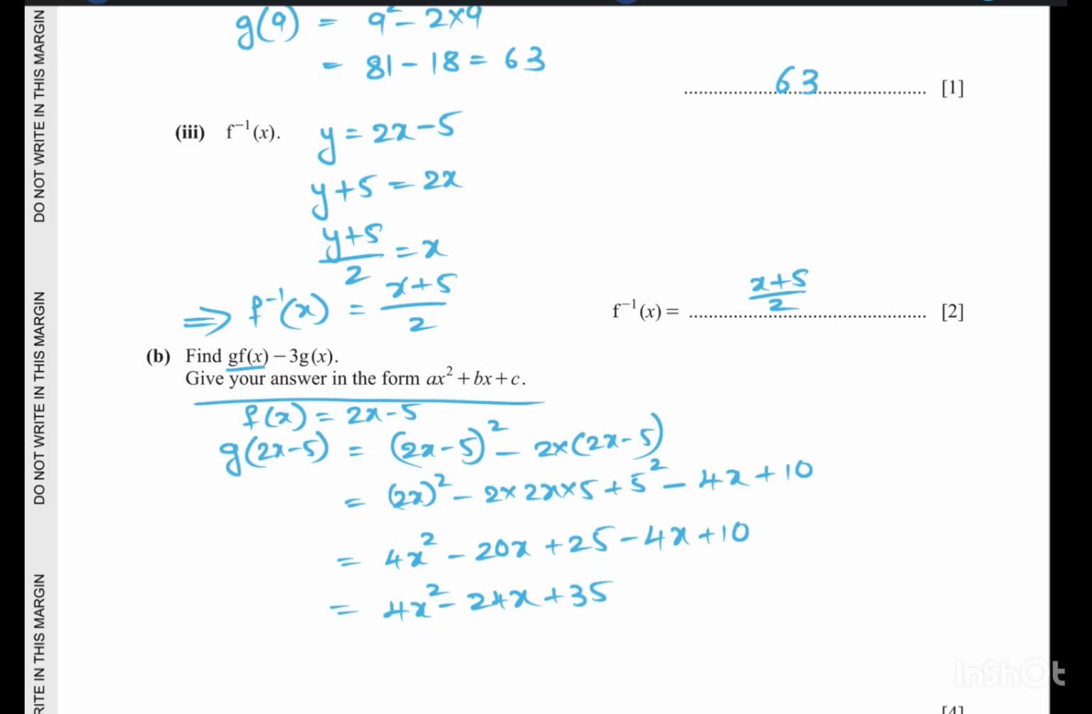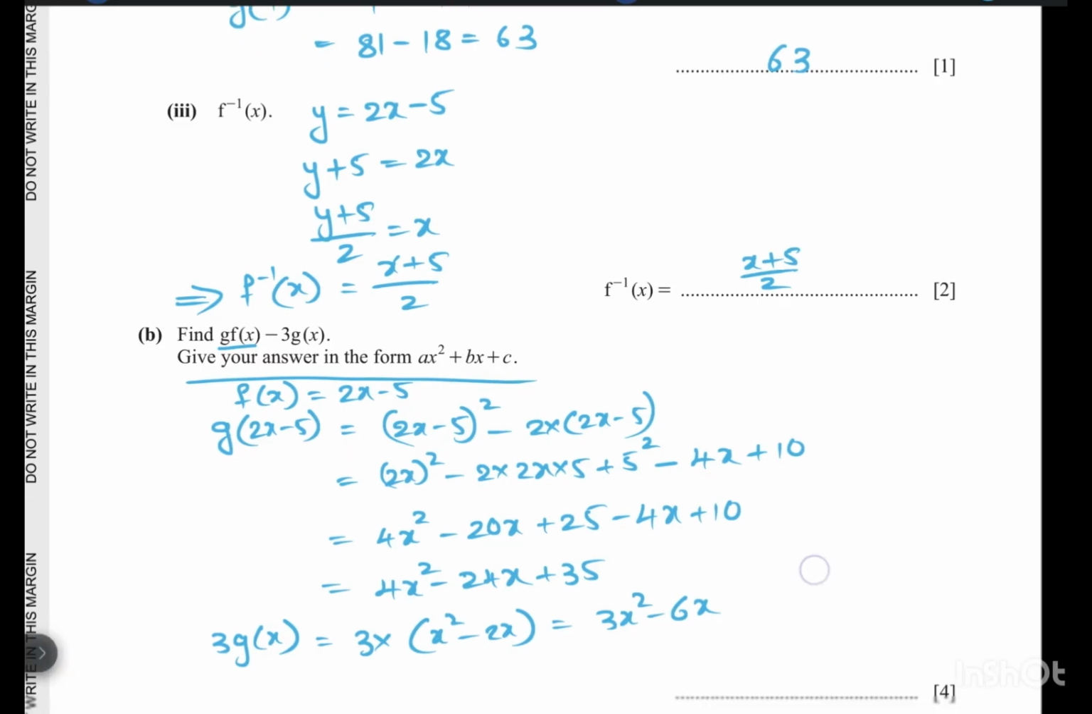Now minus 3g(x). First of all, let me find 3 into g(x). So 3 into g(x), g of x will be 3 multiplied by x square minus 2x. So this will be 3x square minus 6x. Subtract these two, because there is minus sign given there.